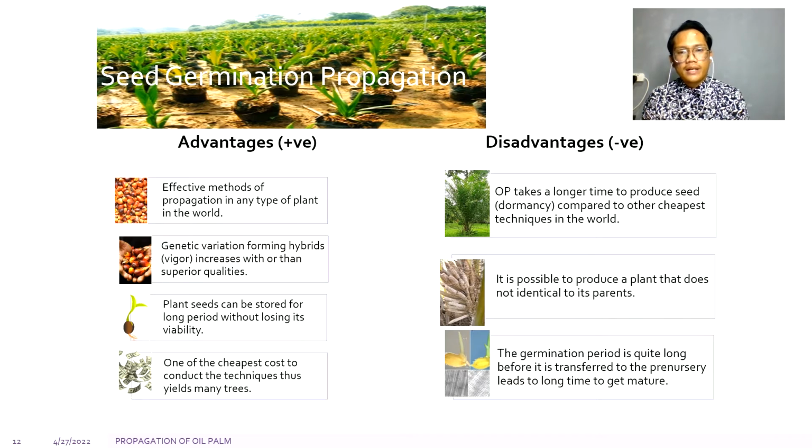In contrast, the disadvantage is that oil palm takes a longer time to produce seed because of the dormancy period, compared to other cheap techniques in the world. Next, it is possible to produce a plant that is not identical to its parents. The last is that the germination period is quite long before the seedling is transferred to the pre-nursery, which leads to a long time to mature.